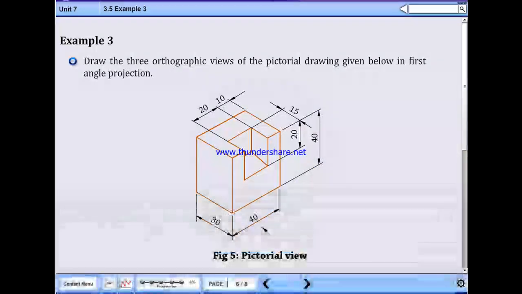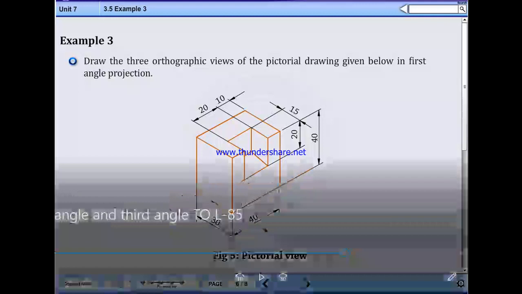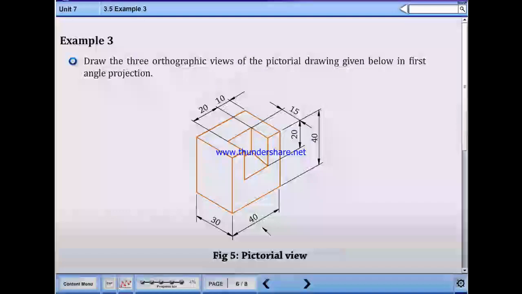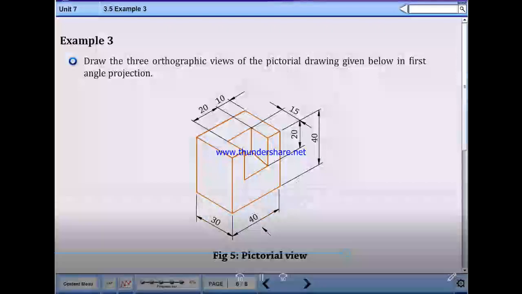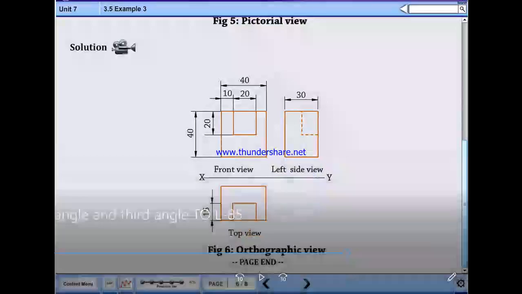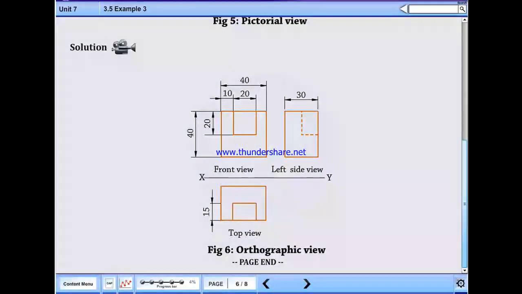Now example 3. Draw the three orthographic views of the pictorial drawing given below in first angle projection. First note the figure, the pictorial view, and then in the solution you will get it like this. This will be explained in the stepwise solution. Note down stepwise on your paper and then try to draw on the drawing sheet.